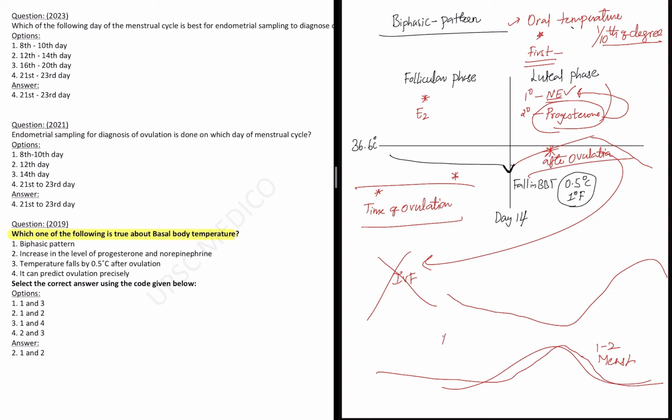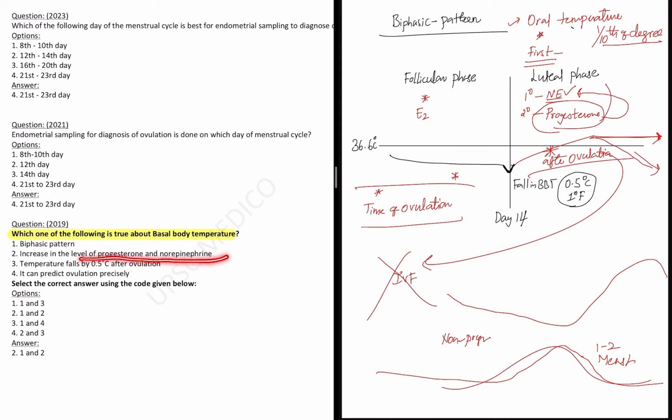This is only in non-pregnant women. You know what happens if the woman becomes pregnant? Instead of temperature coming down, it stays the same. So it behaves like a monophasic pattern. It attains a biphasic pattern only if the woman is non-pregnant. If the woman becomes pregnant, then it's a monophasic pattern. So this is one thing you want to know. So it's a biphasic pattern. I think it's the correct answer.